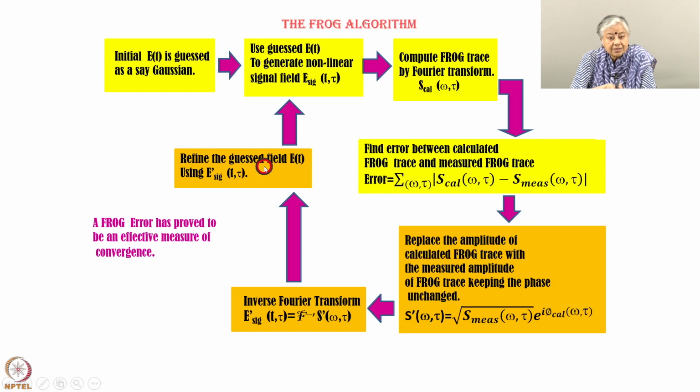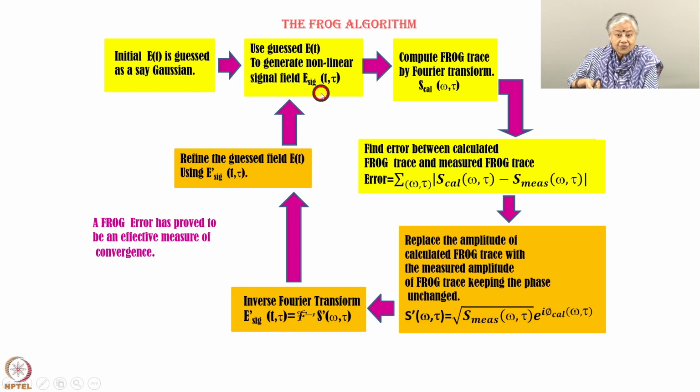I redefine the guess using E dash signal t tau. This part has come about because there is a partial measured part and a partial guessed field. The part that has been guessed is a combination of both. So, this inverse Fourier transform gives this new signal, E dash t.